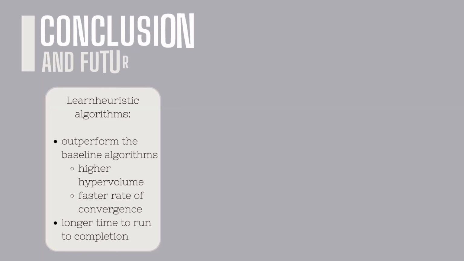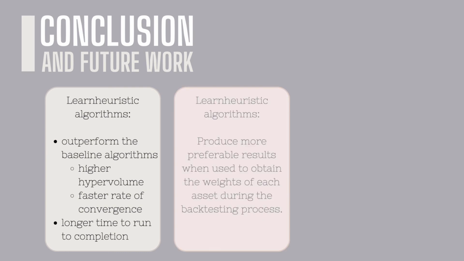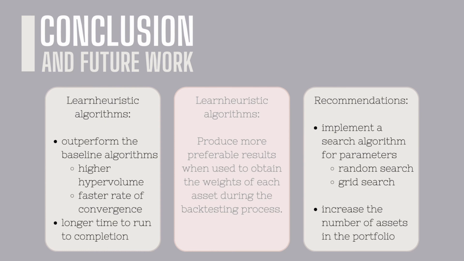Based on these findings, we are able to conclude that the learnheuristic algorithms outperform the baseline algorithms in terms of hypervolume and rate of convergence, although they take much longer to run to completion. Overall, using learnheuristics to obtain the weights of each asset for backtesting purposes results in more preferable results compared to backtesting without using learnheuristics. The learnheuristic algorithms are sensitive to many of the input parameters.